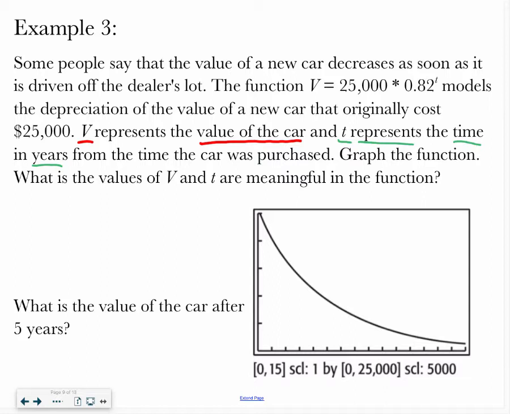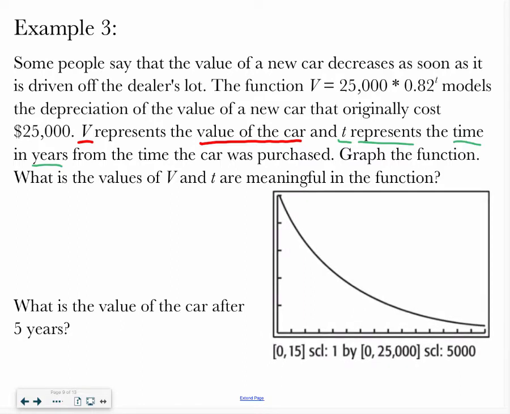Which values of V and T are meaningful to the function? So I already have it graphed out just to save time. And so this is what the graph kind of looks like. When we start, the value is way up here. It's $25,000. And as time goes on, you can see that the price of the car, the resale, is going down. Okay, makes sense, right?